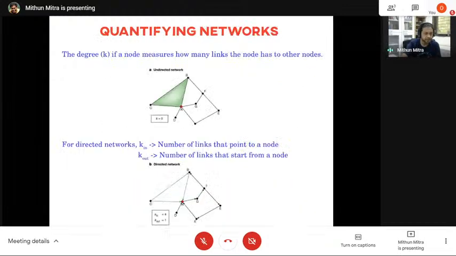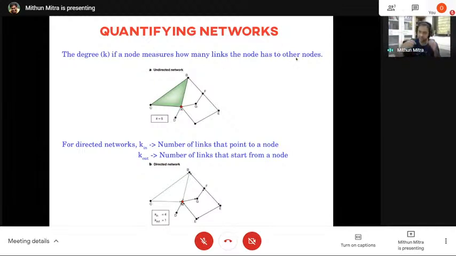So let me not get into this. And like I was saying, we know from basic mathematics of network theory that there are multiple ways that one studies these networks. For example, one of the measures is what is called a degree. If you think about a node, in the context of these protein networks, a node is one particular protein. The degree of a node measures how many links the node has to other nodes.